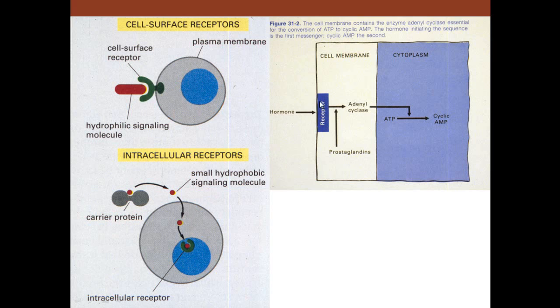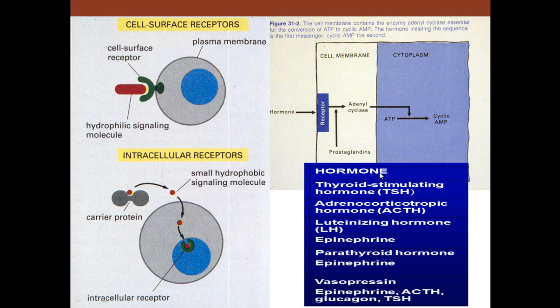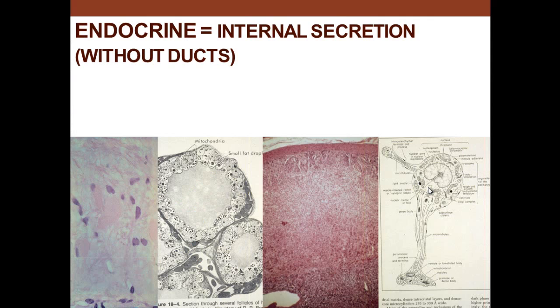And here we can see the hormone interacts with the receptor that's on the cell surface, and that causes a cascade of events, and ultimately cyclic AMP is being produced as a second messenger. So the first messenger would be the hormone, and then inside the cell would be the cyclic AMP. And there's a host of hormones, TSH, ACTH, LH, epinephrine, parathyroid hormone, that use the second messenger system, that cyclic AMP will cause the same response as these hormones will in the target cells.